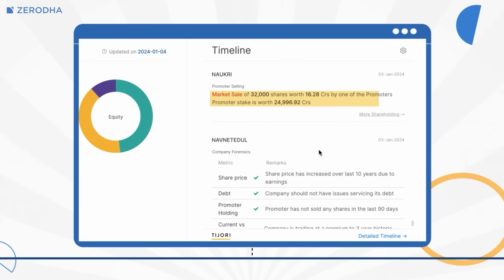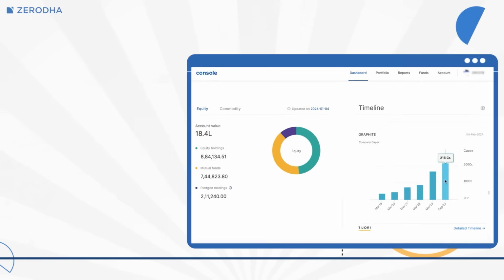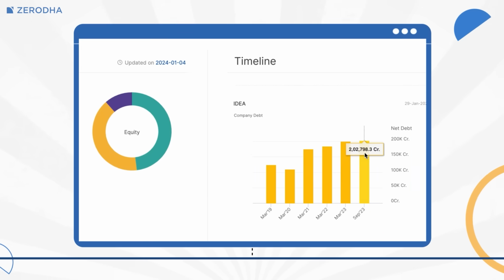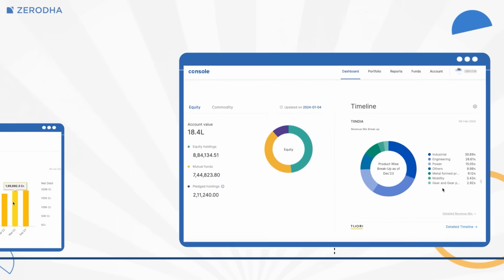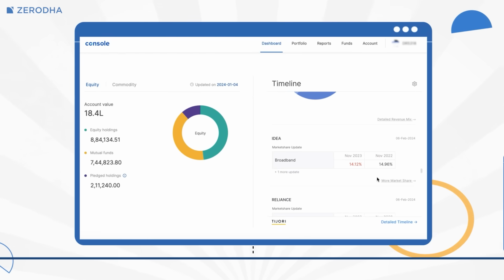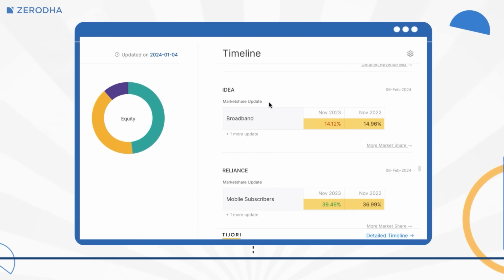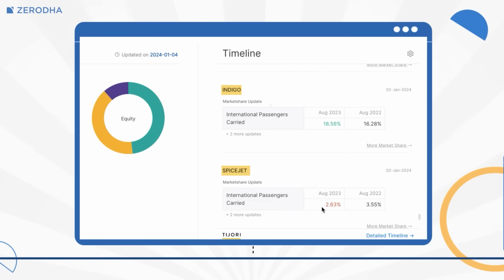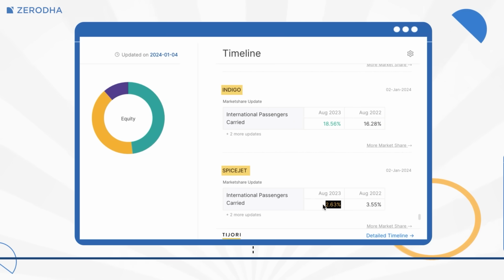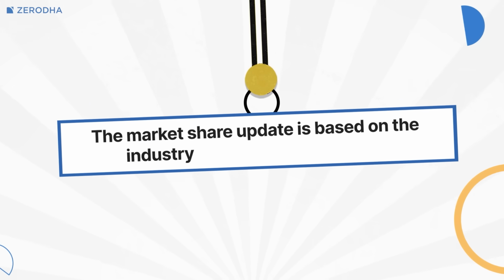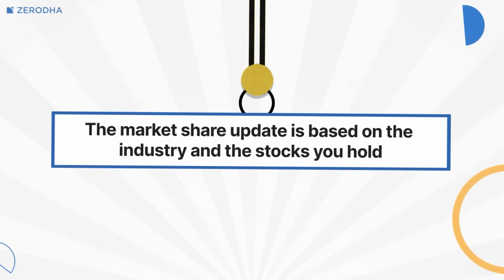Update on the company's net debt and capital expenditure. As you can see how Graphite's capex has changed over the years and the historical trend of Idea's net debt. Updates on the market share of the company. For example, for Idea and Reliance, you see the monthly change in mobile subscribers. And for Indigo and SpiceJet, updates on international passengers carried. The market share update is based on the industry and the stocks you hold.